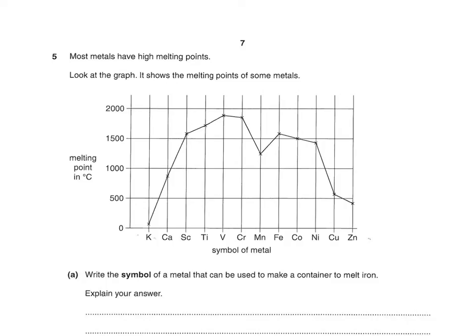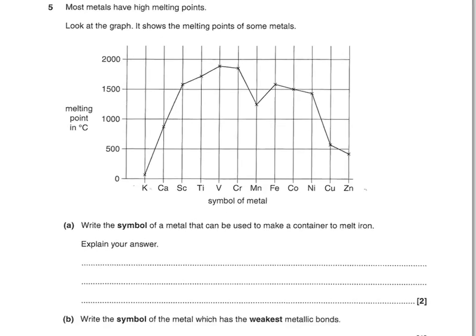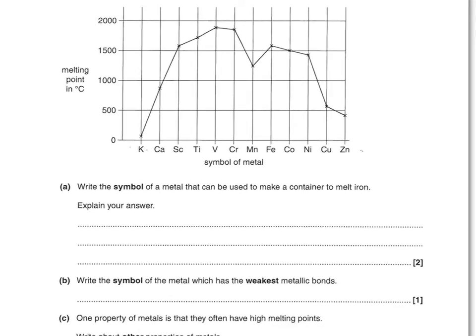Most metals have high melting points. Look at the graph, it shows the melting points of some metals. There they are. Write the symbol of a metal that can be used to make a container to melt iron. Explain your answer. So, if you want to melt iron, then the melting point of the metal you're going to put it in needs to be higher than the melting point of iron.